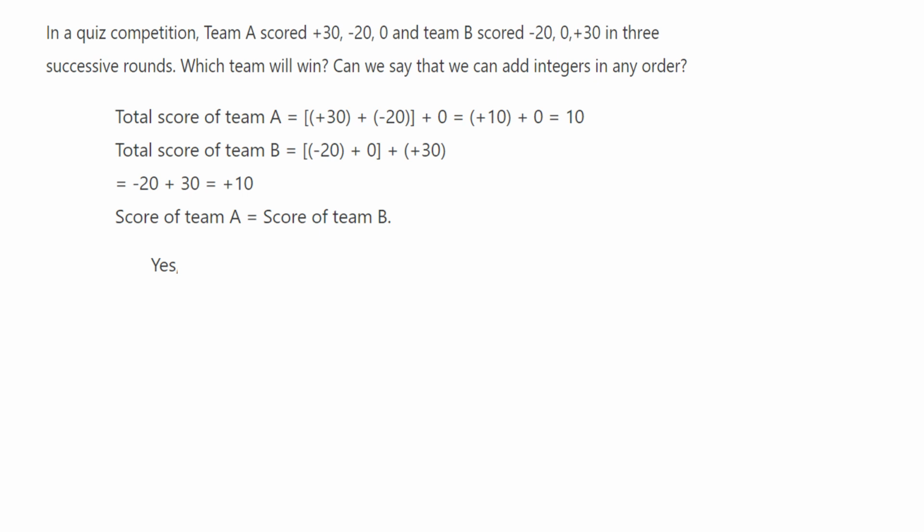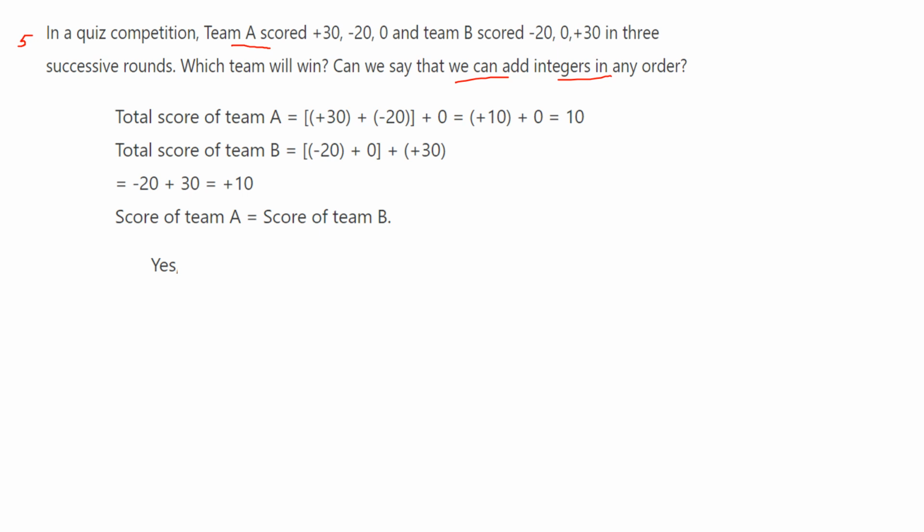Fifth sum. In a quiz competition, team A scored 30, minus 20, 0 and team B scored minus 20, 0, plus 30 in 3 successive rounds. Which team will win? Can we say that we can add integers in any order?